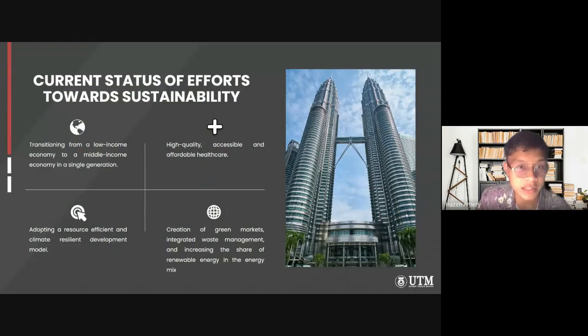So the current status of efforts towards sustainability in Malaysia: the first one is transitioning from a low-income economy to a middle-income economy in a single generation, which I think is linked to the first goal, no poverty. The second one is high quality, accessible and affordable healthcare, related to the third goal. The third one is adopting a resource efficient and climate resilient development model. And the last one is creation of green markets, integrated waste management, and increasing the share of renewable energy in the energy mix.